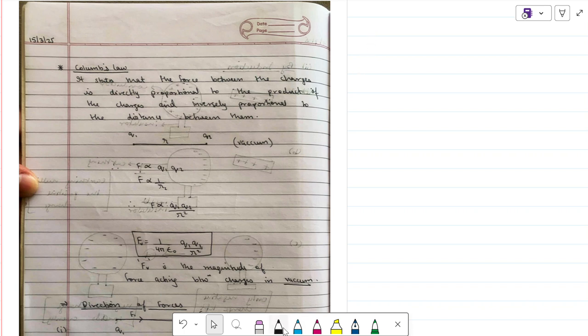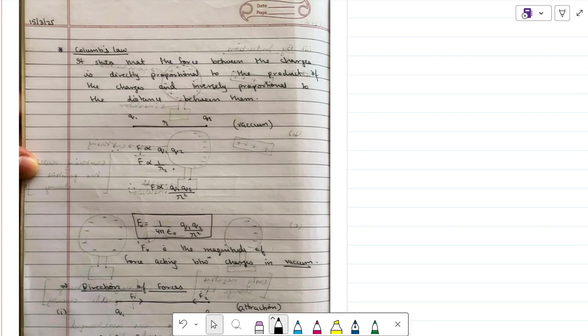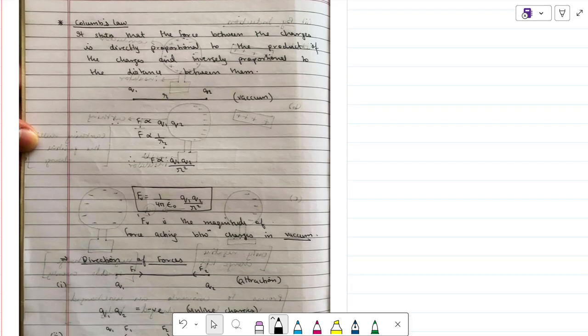Law. Next topic. Basically, it says that two charges kept at a distance r apart exert a force on each other, with the magnitude of that force proportional to the product of both the charges and inversely proportional to the square of the distance between the charges. As shown in the figure, there are two charges Q1 and Q2 kept at a distance r apart. The force magnitude is directly proportional to Q1 into Q2 and inversely proportional to r square.